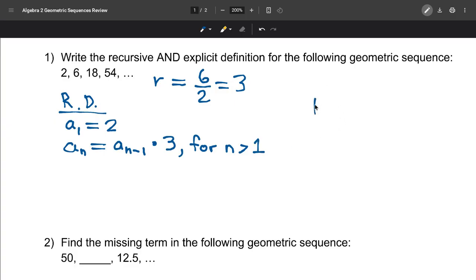All right, I'm also going to do the explicit definition. Okay, and that gives us the nth term. We'll call that a sub n. We take the first term, which is 2, and we multiply it by the common ratio 3. And we raise that to the n minus 1 power. And that's for when n is greater than or equal to 1.